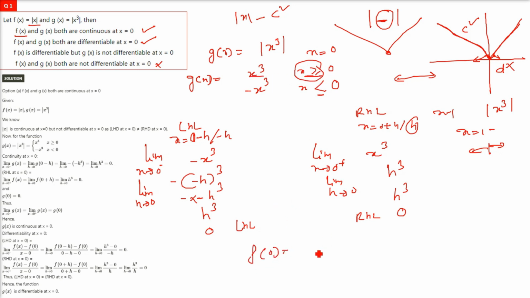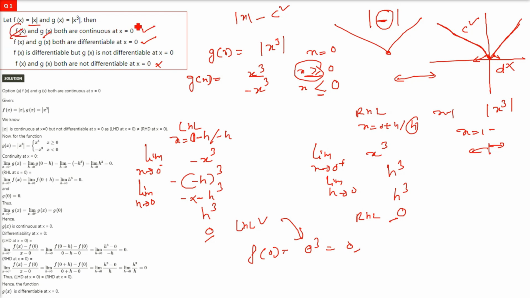So where is the equality? It's x cube. 0 cube is 0. So left hand limit and right hand limit we have already checked now, and the value of the function at 0. So this is continuous, that we have verified here.